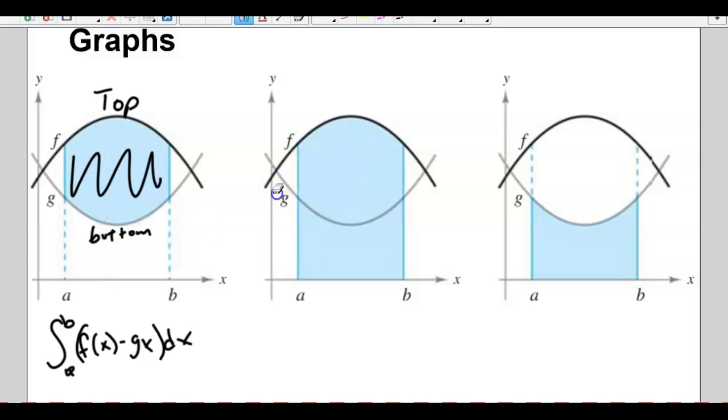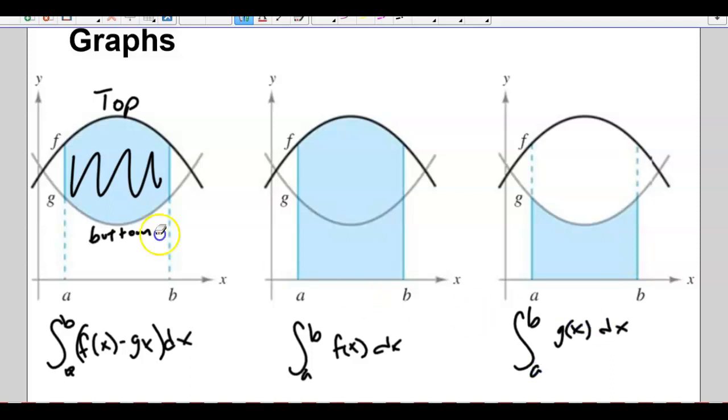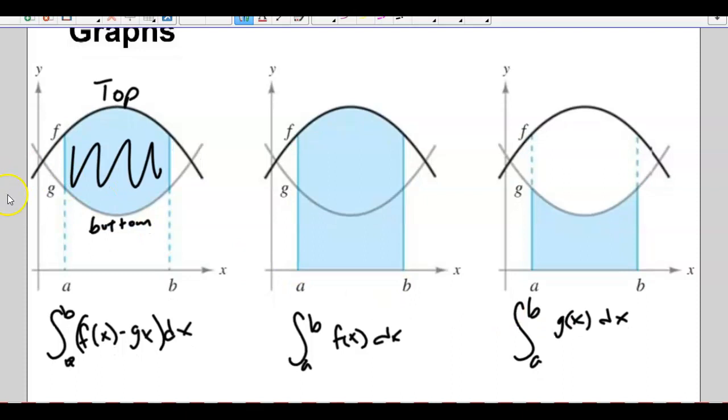For this one, notice g of x is not a factor right here. All this is f of x. You see that? So for this one, from a to b, we integrate f of x dx. And then for this one, you see there's no area underneath the f of x, just g of x. So we integrate that from a to b of g of x dx, like that.